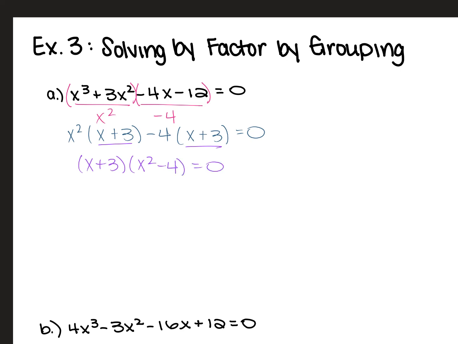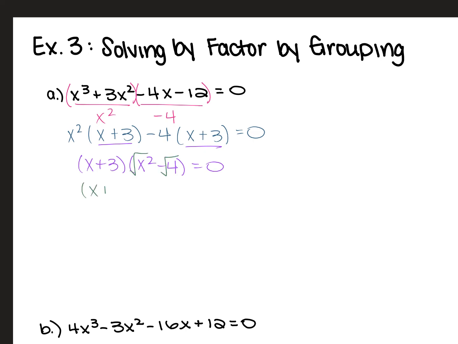Now that x squared minus 4, you have an x squared in there and you have a constant. So you could set that equal to 0 and solve, or you can still factor it. It's up to you. I'm going to continue by factoring. So if I factor that, that is a difference of squares.